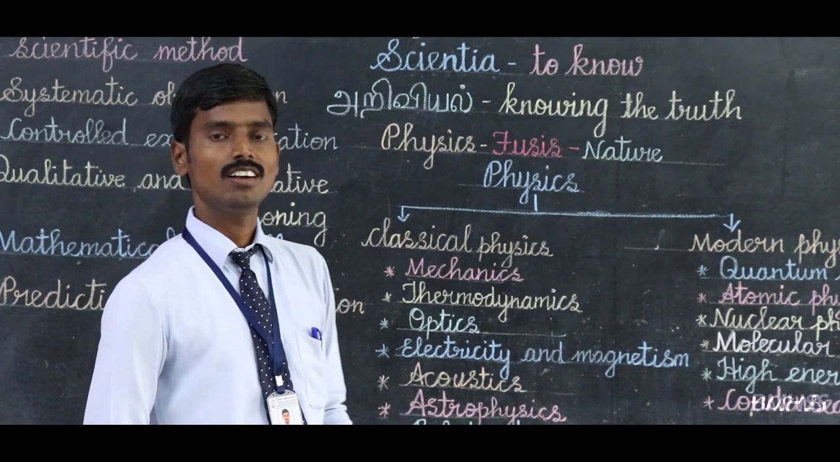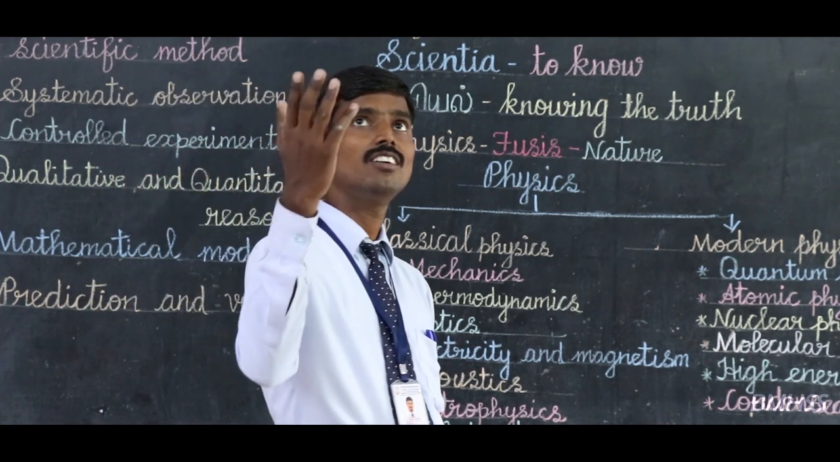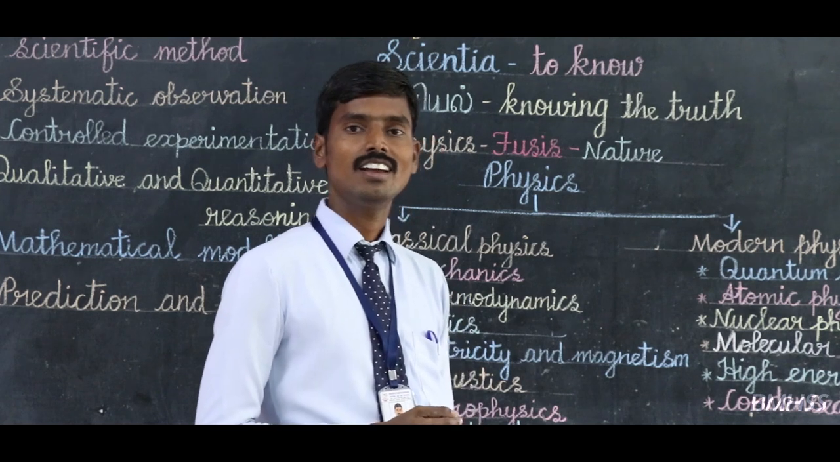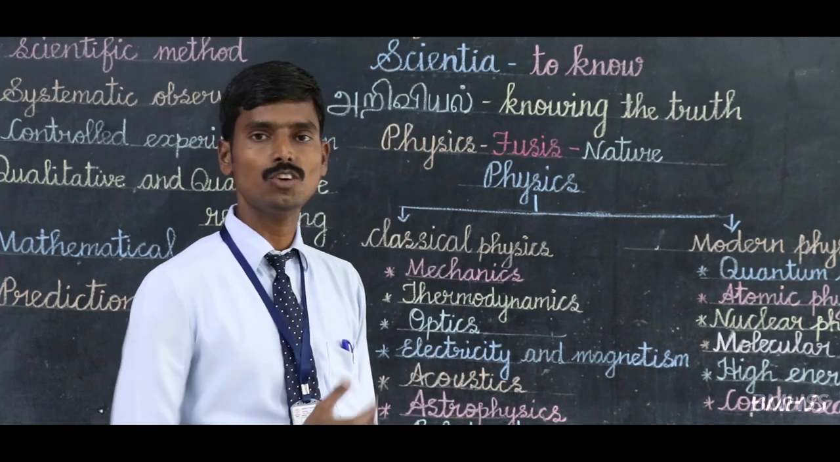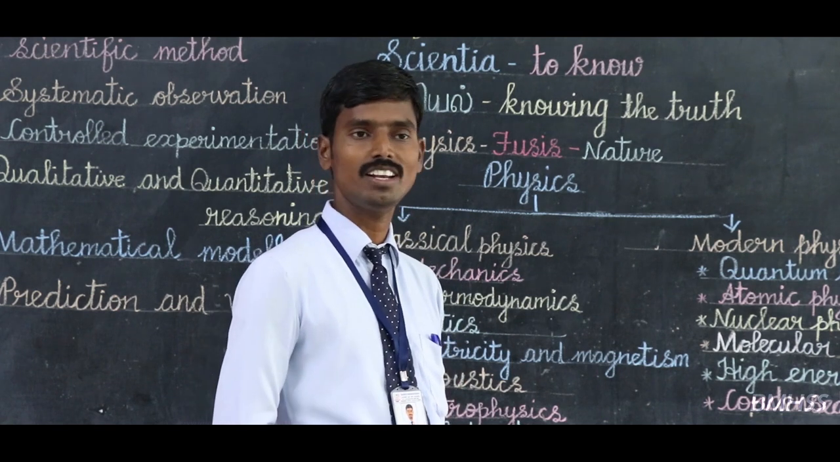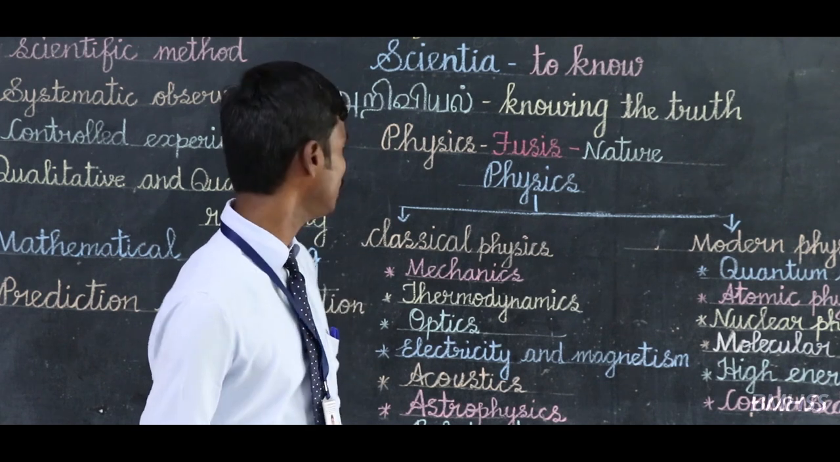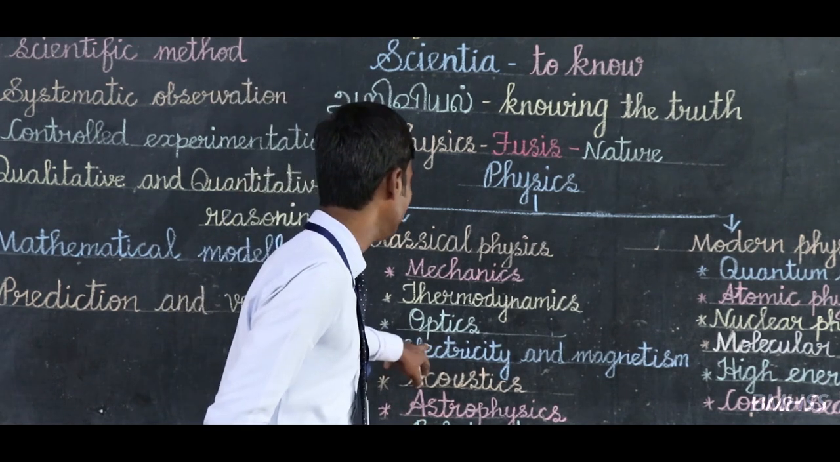Next one is electricity and magnetism. Already you know electricity very well. Electricity is nothing but the net amount of charge passing from one point to another point, or electron flow through a conductor, that is I equal to Q by T. Already you know this basic concept very well. This is called electricity, so electricity is also explained in this topic.